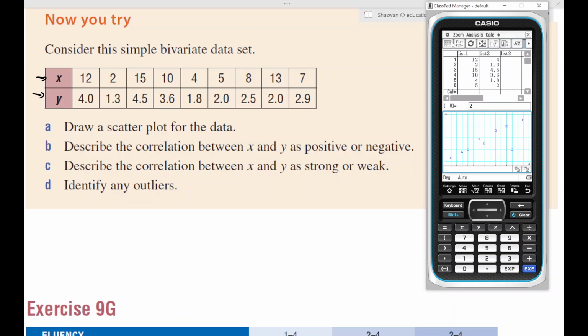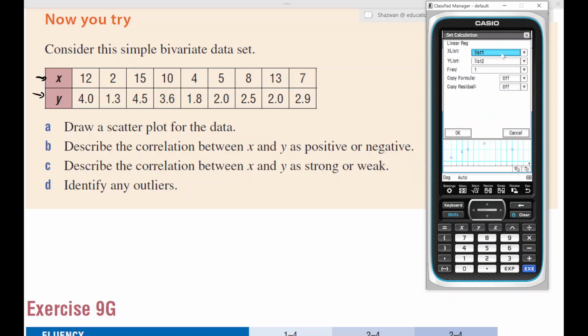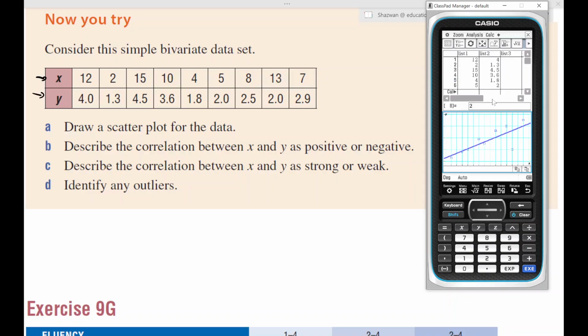Here's our scatter plot. So if we want, we can say calc, regression, linear regression. X is in list 1, Y is in list 2, frequency was 1. Hit OK. We actually get a line of regression, a line of best fit. The equation for it, y is equal to ax plus b, we see. And they give us a, they give us b. So we actually get the line of best fit as an equation. But if we just hit OK, it chucks it in as a graph as well. Oh, as a line as well. So I can immediately see positive.